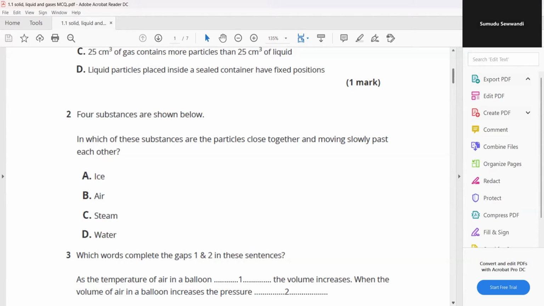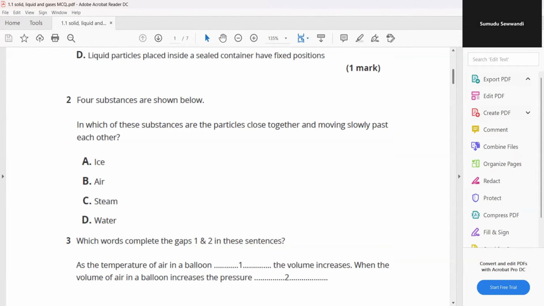Consider water. This is a liquid. Particles are close together but can move past each other. They move more slowly compared to gas particles. Therefore, the substance in which the particles are close together and moving slowly past each other is water. So the answer is D.